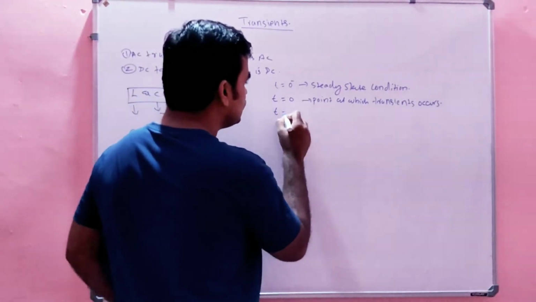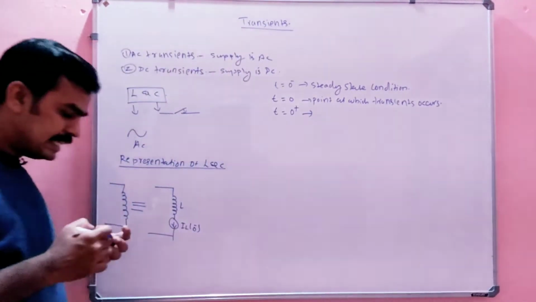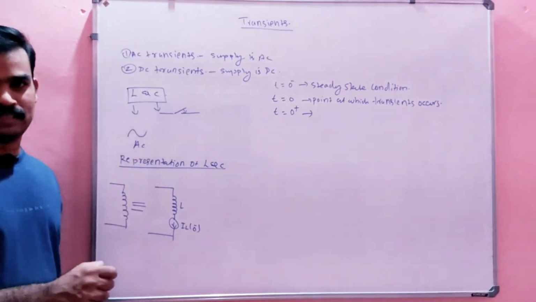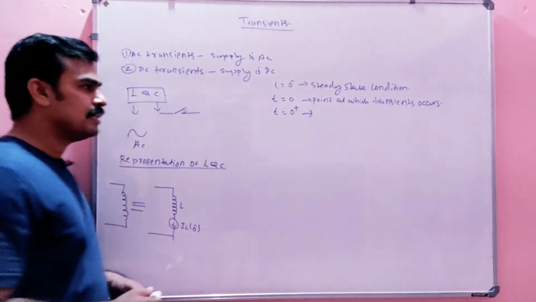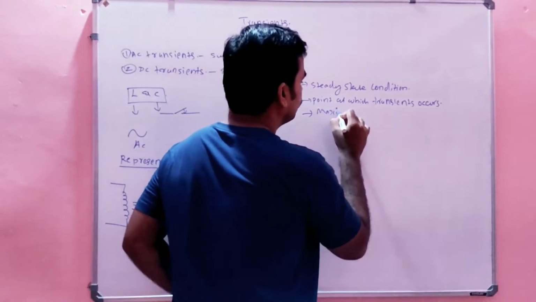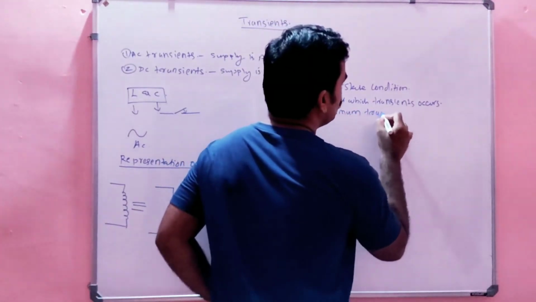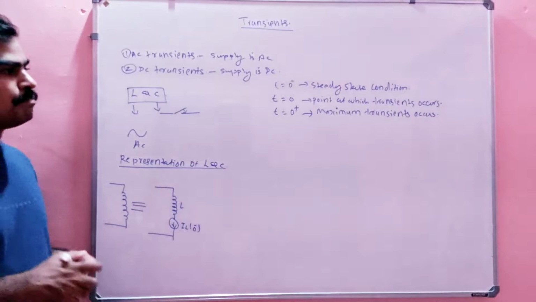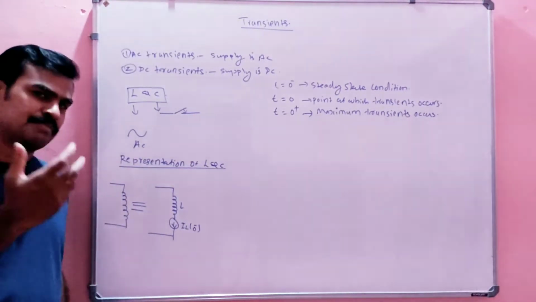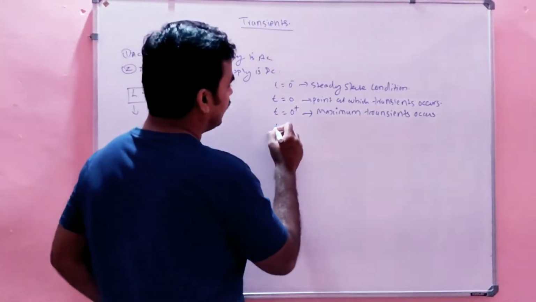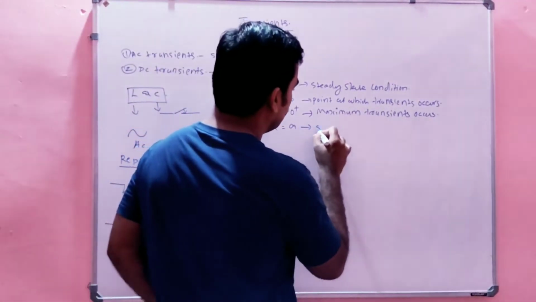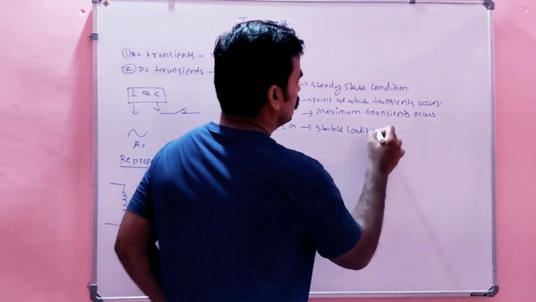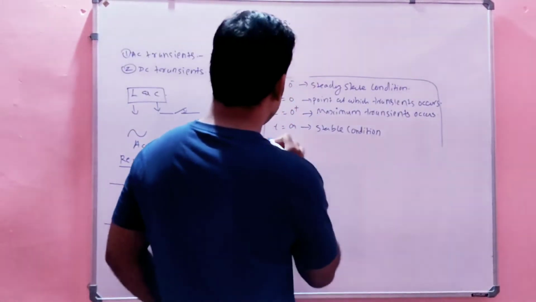And another instant is called 0 plus. 0 plus is the time soon after we introduce the transients, that is t is equal to 0 plus. That means it is the point where maximum transients or disturbance occur in a system. And another time is called t is equal to infinity. This is also called stable time or stable condition. So these terms you should take care of.